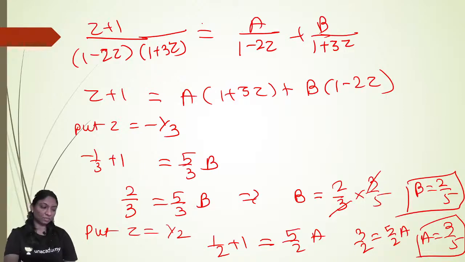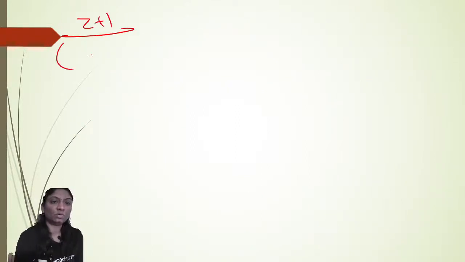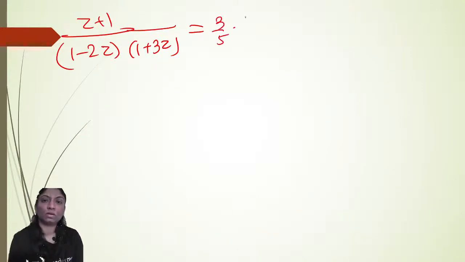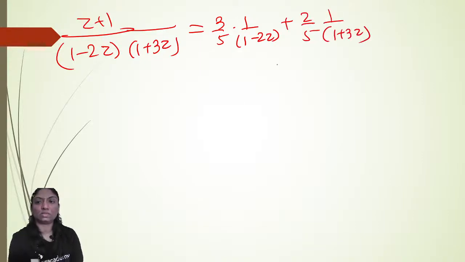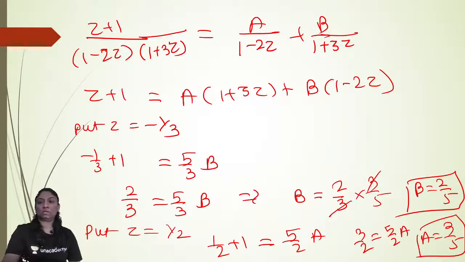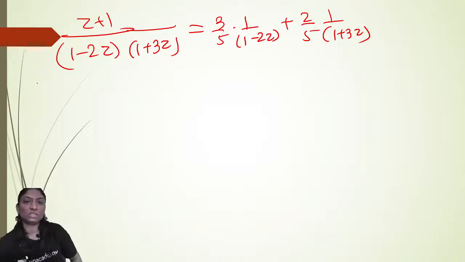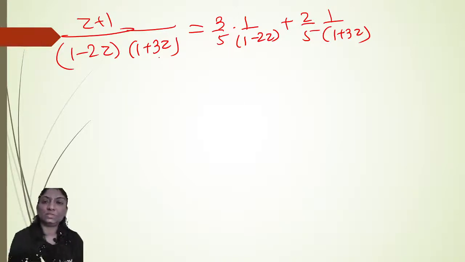Of z you will get z plus 1 upon 1 minus 2z to 1 plus 3z is equal to 3 by 5 into 1 upon 1 minus 2z plus 2 by 5 into 1 upon 1 plus 3z, right? Into 7 by 6. So ultimately C of z is equal to what? 7 by 6 into this.